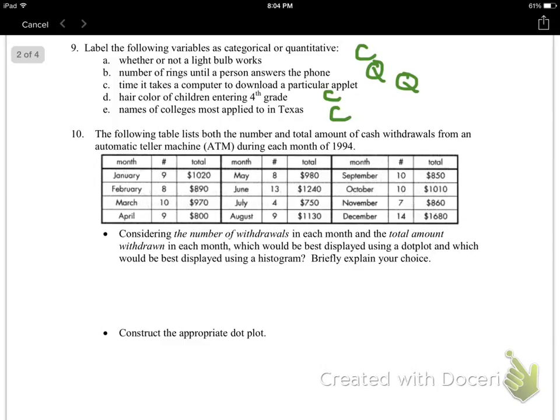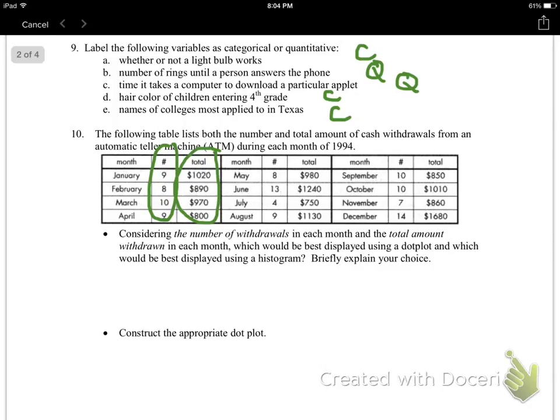Okay, let's do number 10. Okay, they want to know which one would you make as a dot plot and which one would you make as a histogram. And our choices are the number of withdrawals and the total amount. And hopefully you see that the number of withdrawals is a dot plot and the total amount is a histogram.